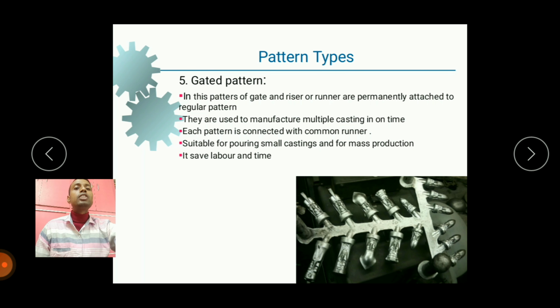Gate pattern. In this pattern, the gate and riser or runner are permanently attached to the regular pattern. They are used to manufacture multiple castings at one time. Each pattern is connected with a common runner, suitable for pouring small castings and also for mass production. It saves labor and time.